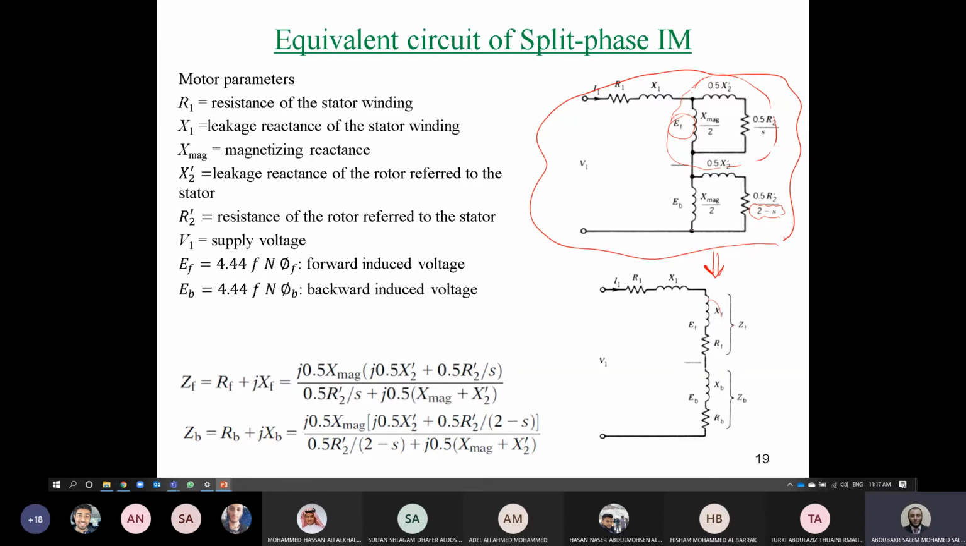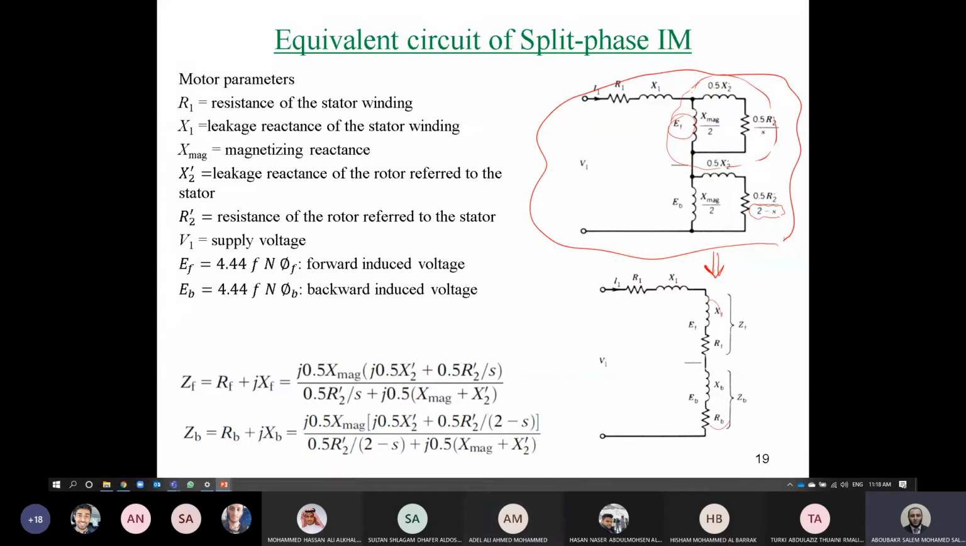Similarly, we can do the same for the backward impedance part, and we give it the names X backward and R backward. And again, this is not a physical impedance or physical resistance or inductance. This is just equivalent, because physically the motor has only a squirrel cage and one winding on the stator. Is it clear?